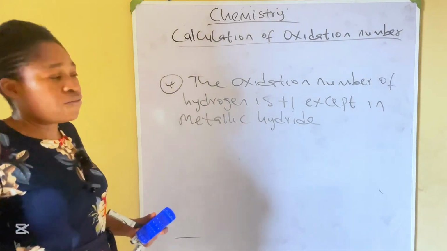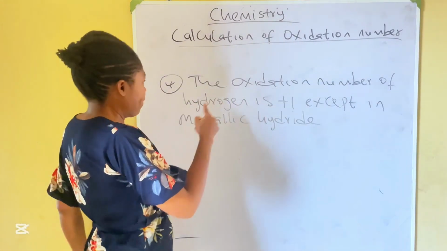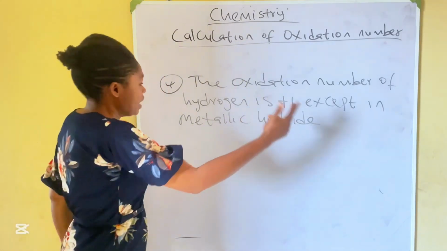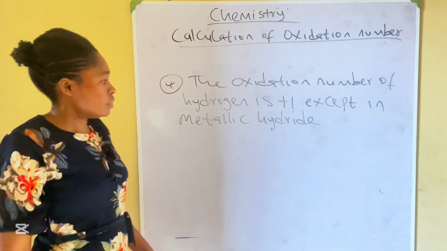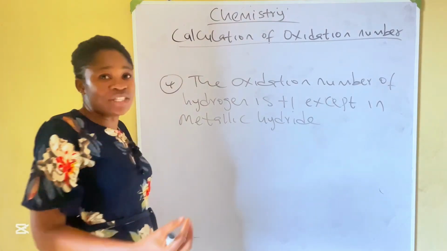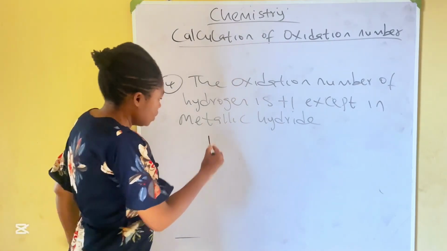Okay, let's look at rule number 4. The oxidation number of hydrogen is +1, except in metallic hydride. So what do we mean by metallic hydride? Metallic hydride is when hydrogen is directly combined with a metal. This is sodium metal.